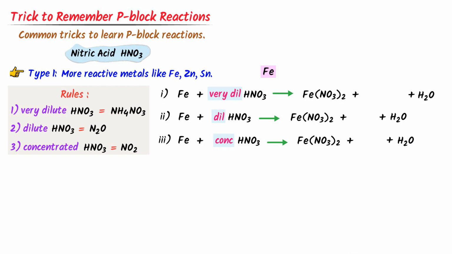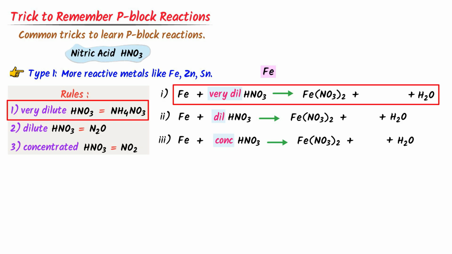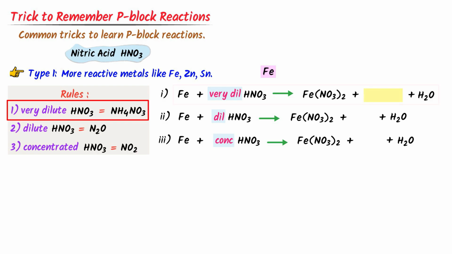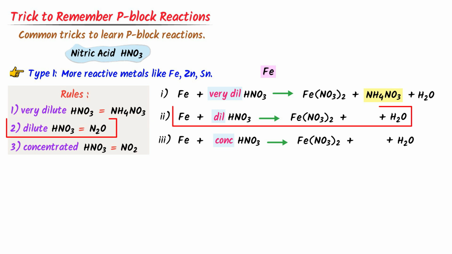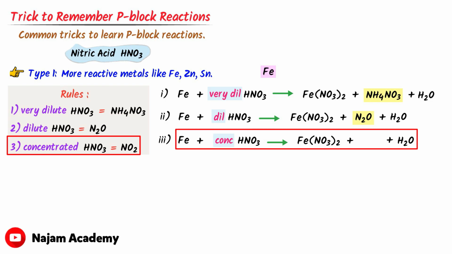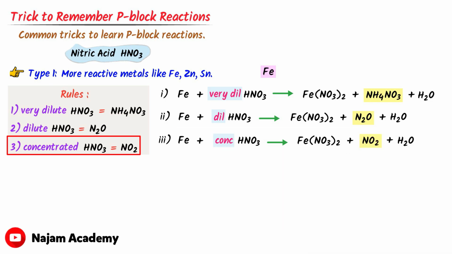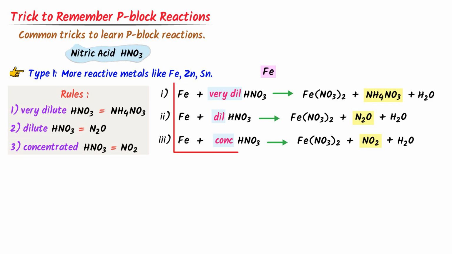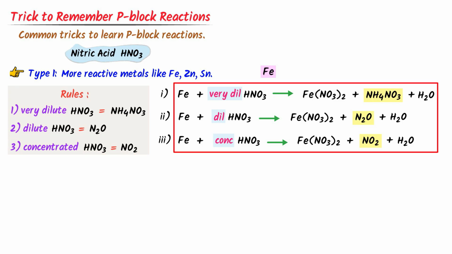According to the rules, if very dilute nitric acid reacts with iron, ammonium nitrate is produced. So here, ammonium nitrate is produced. Secondly, if dilute nitric acid reacts with iron, nitrous oxide is produced. So here, nitrous oxide is produced. Lastly, if concentrated nitric acid reacts with iron, nitrogen dioxide is produced. Thus, these are the three important reactions of iron with nitric acid.